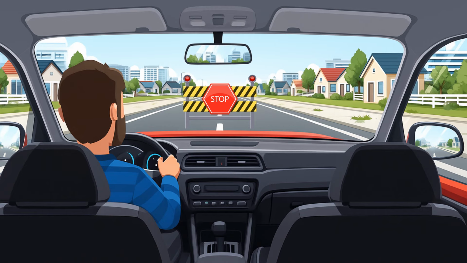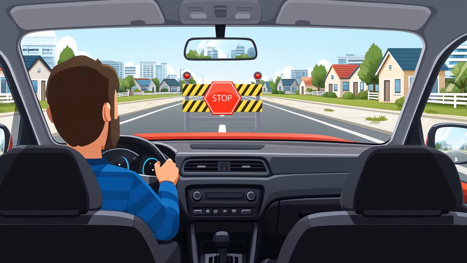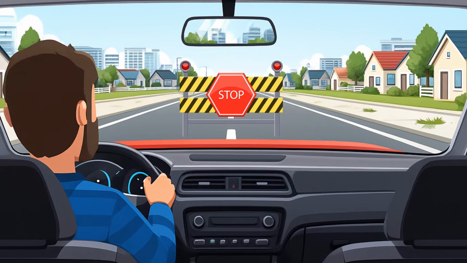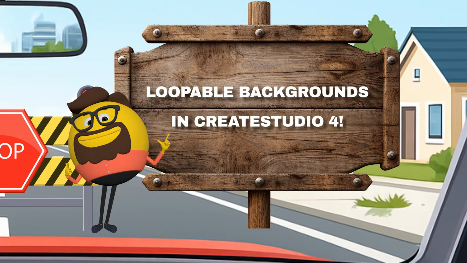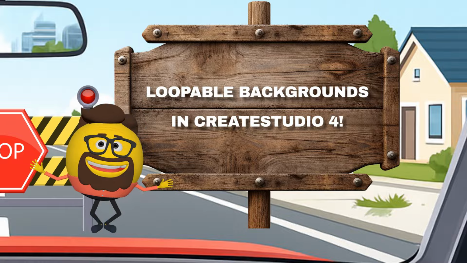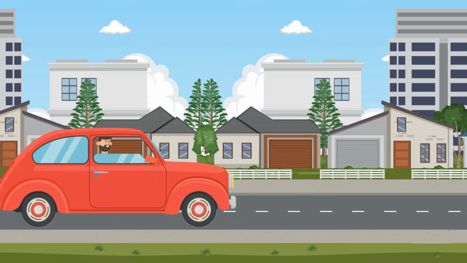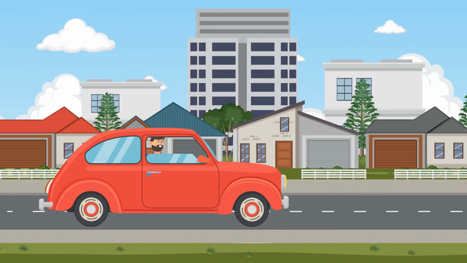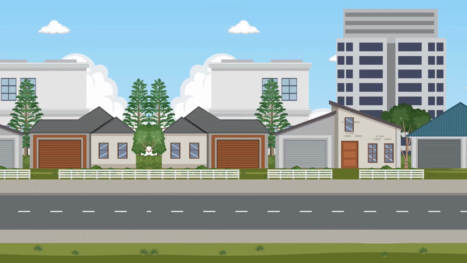I am just trying to enjoy a smooth drive and suddenly the world ends right in front of me. Seriously? This background has a wall. What was that? Loop the scene. Endless road. How did I not know this? Time to fix my world. There we go. The road keeps going and I am finally free to drive. Let us learn how to turn any background into a smooth loop.